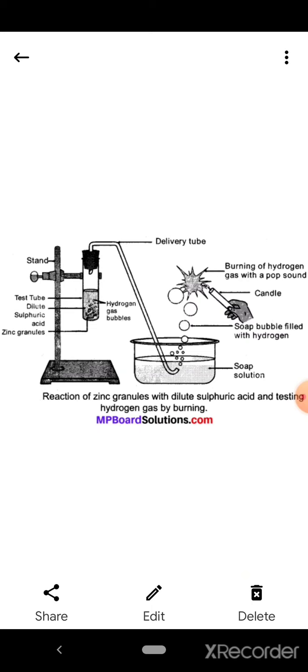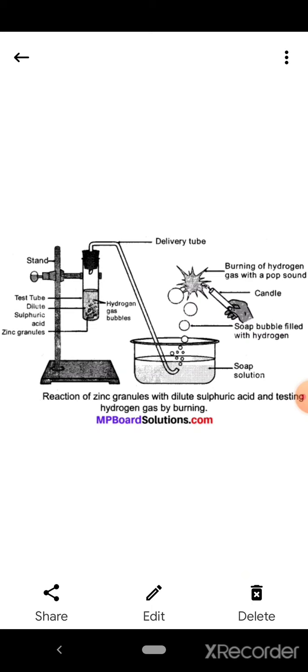Now what do you observe on the surface of the zinc granules? You have to pass the gas. See, when zinc granules are added to dilute sulfuric acid, what will happen? H2 gas will be released. Now see how H2 gas is released. This reaction is provided to you in lesson 1. Zn plus H2SO4 gives you what? ZnSO4 and H2 gas is given out.